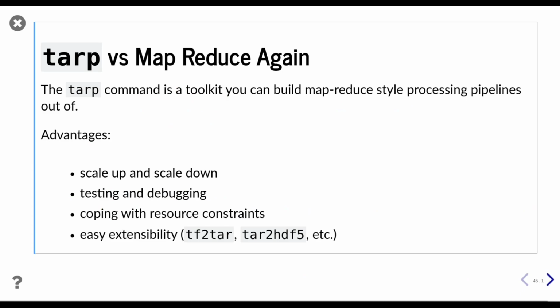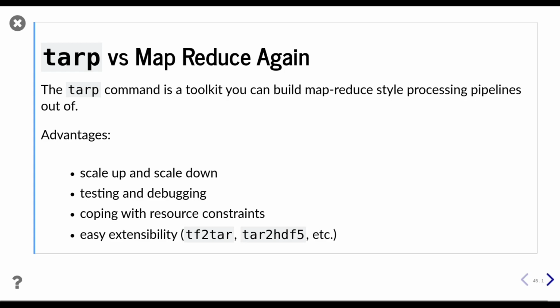At the beginning of this presentation, we noted that tarp is a potential alternative to MapReduce frameworks. In fact, you can build MapReduce-style processing pipelines out of tarp. A complete MapReduce operation in a system like Hadoop is roughly equivalent to a sequence of operations like tarp proc, tarp sort, another tarp proc, and another tarp sort. In fact, internally, MapReduce frameworks like Hadoop perform just these kinds of processing steps.